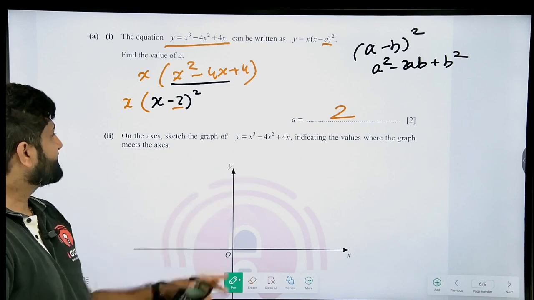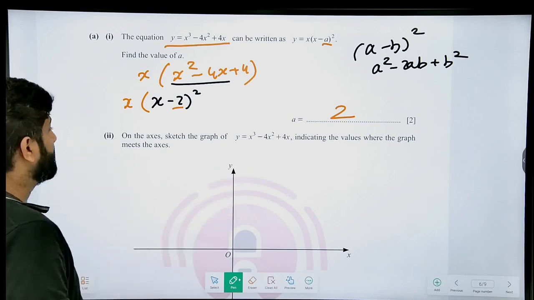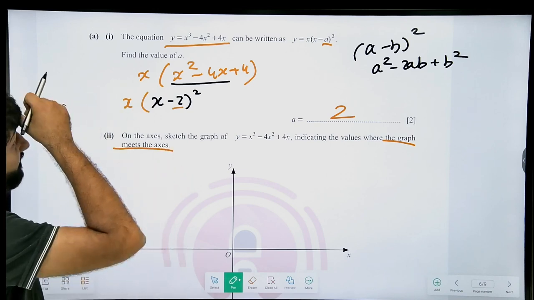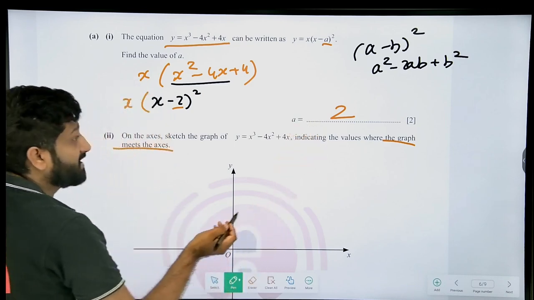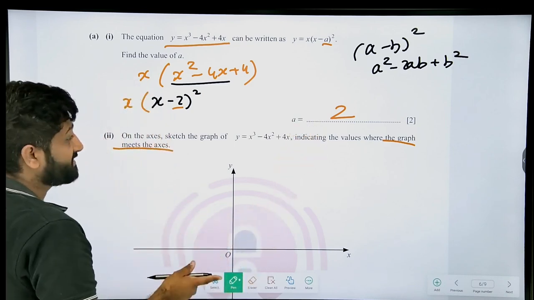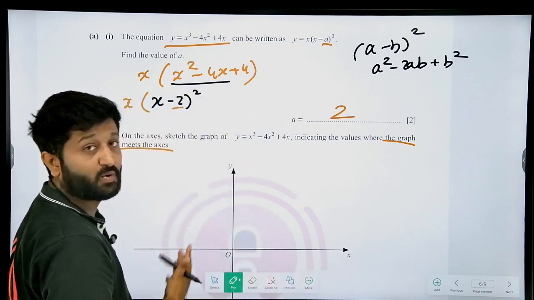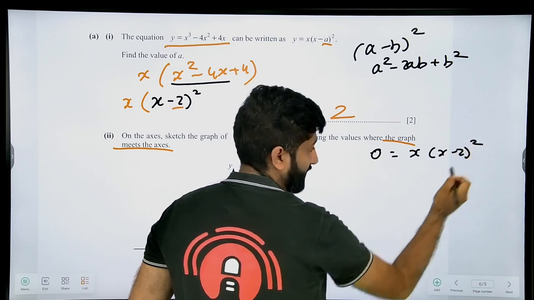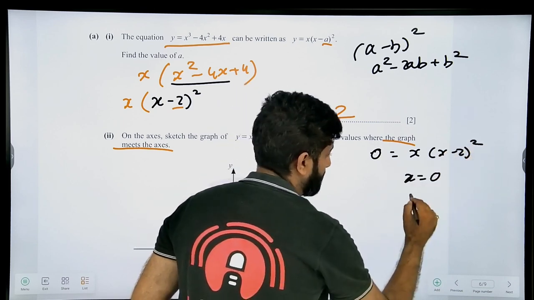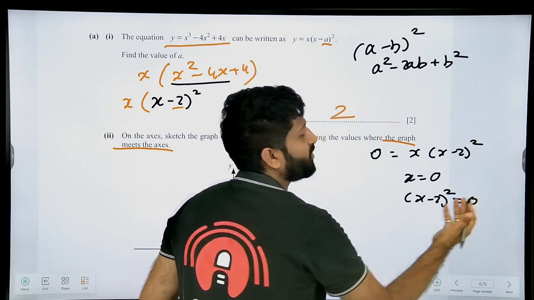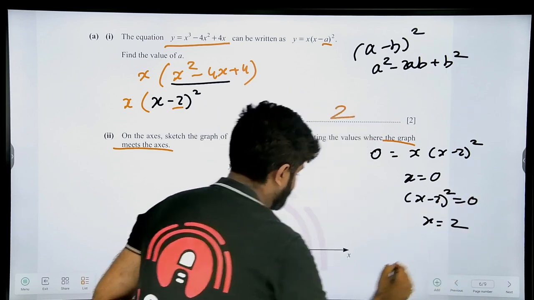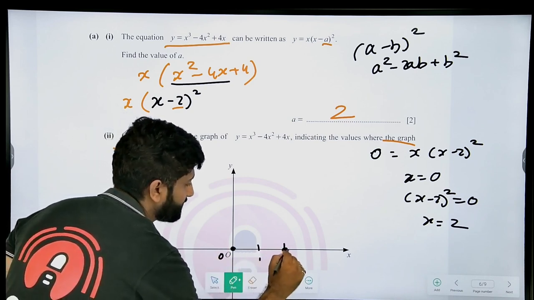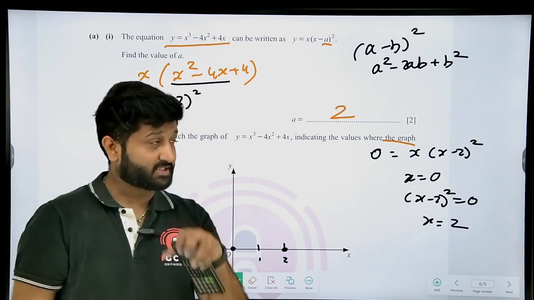Next, on the axis, sketch the graph indicating the value where the graph meets the axis. So now, where does the graph meet the axis? First let us find the x-intercept, which means the points where y is 0. So when y is 0, 0 equals x into (x minus 2) square. This is only possible when x is 0 or when x minus 2 square is 0, or you can say when x is 2. So one intercept is 0, and let's say this is my 1, this is my 2, this is my second intercept. So there are only 2 intercepts at this point.